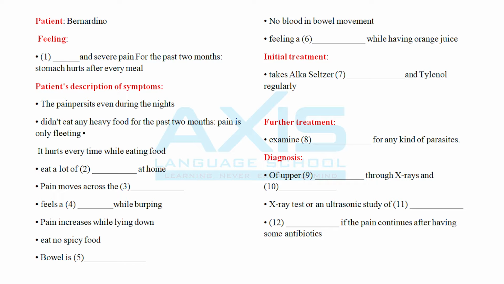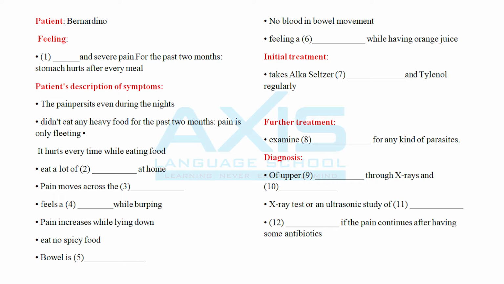Have you eaten any heavy food or something different in the last 2 months? No, actually. How severe is the pain? Let's say on a scale of 1 to 10, how would you scale the severity of the pain? Well, I can say between 4 to 5. Is the pain continuous? No, it hurts only fleetingly. Do you feel the pain after meals? Yeah, probably because it hurts every time after I eat.